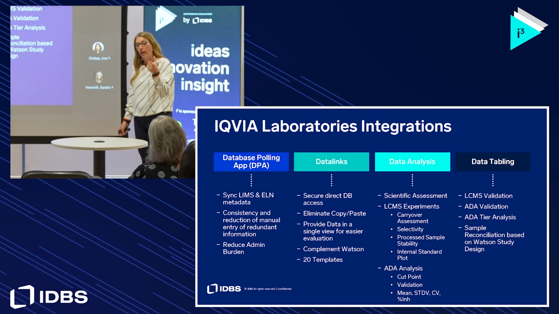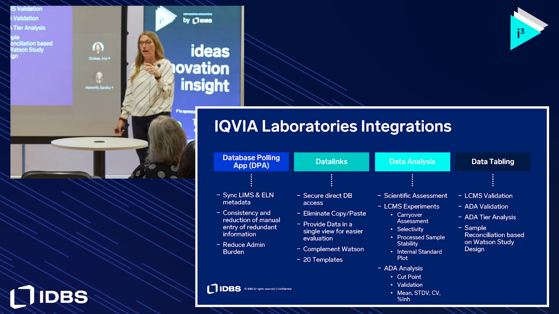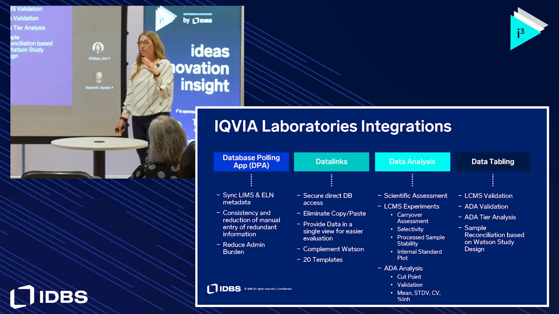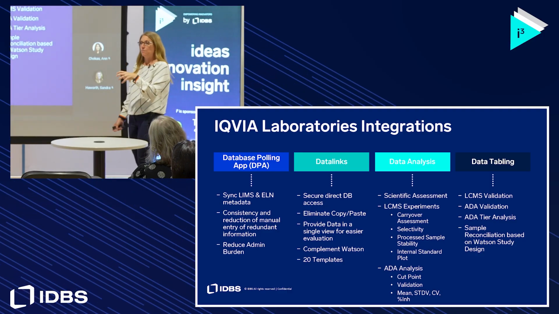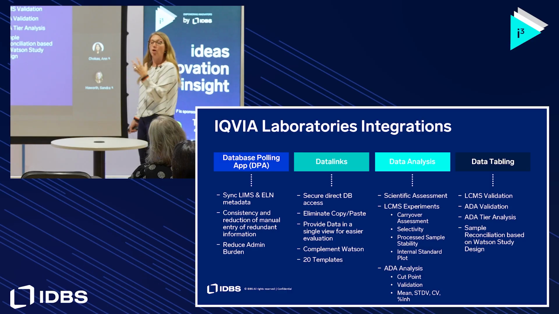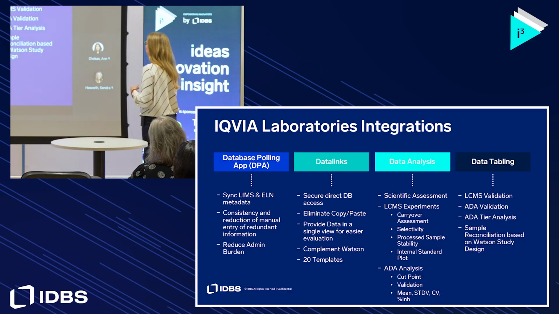And again, we will flag those outliers for samples that exceed the percent inhibition. So we're just doing a lot of scientific assessment in the spreadsheet that aligns with our SOPs.